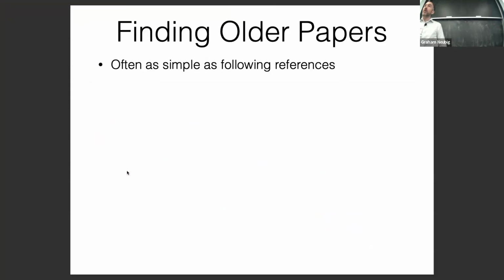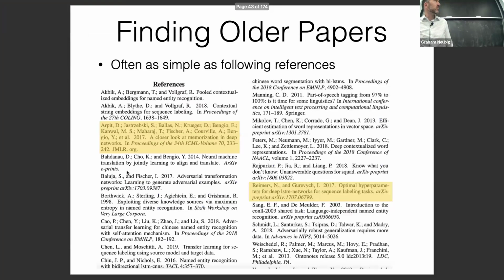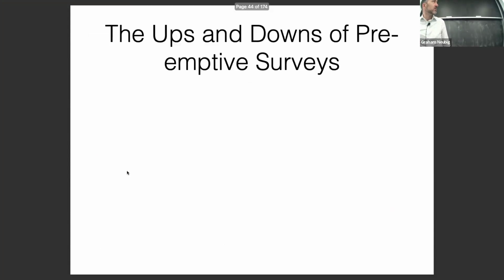And then finding older papers is also relatively easy. You read the papers that you're interested in, and then they will have backlinks to older papers, and you look them up in the references. This is how I find older papers that might be relevant. And so these are the tools that I use.